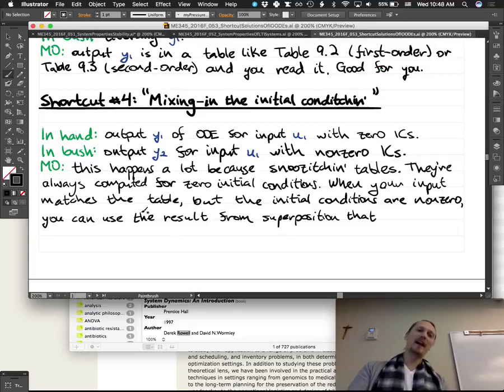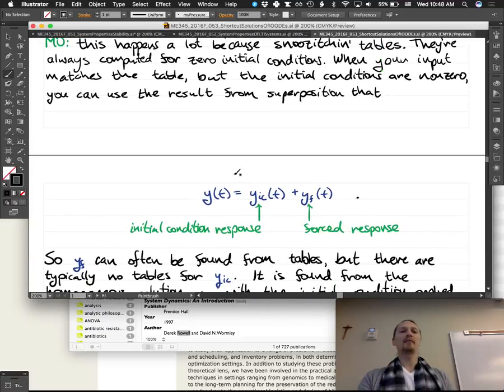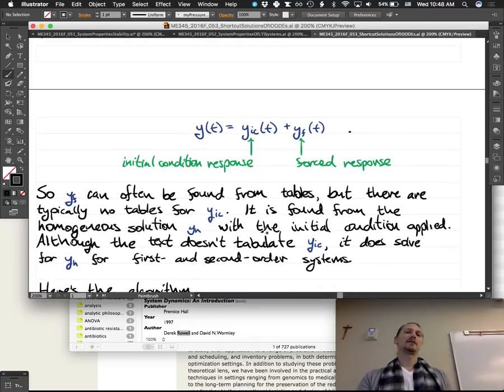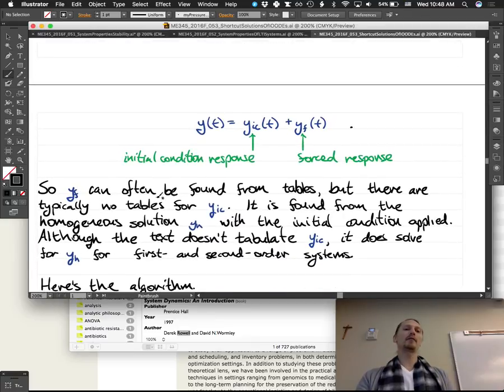When your input matches the table, but the initial conditions are non-zero, you can use the result from superposition that you can add the forced response to an initial condition response to get the output, right? So, YF can often be found from tables, but there are typically no tables for YIC. We don't have tables in the book, for instance, for YIC.